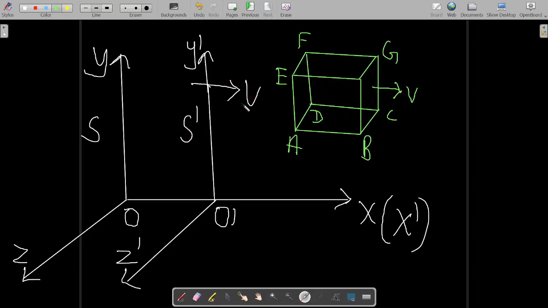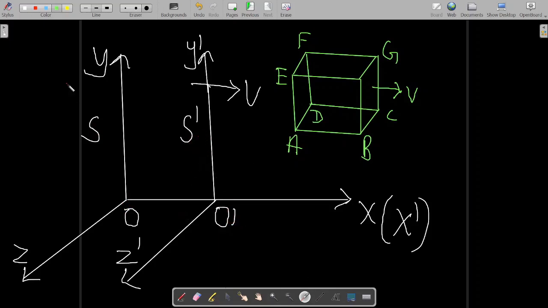So the S prime frame is moving rightward with velocity v, and this green colored cube is placed in this S prime frame. It is also moving in the rightward direction with velocity v. Okay, so this is the situation which we have with us. Hopefully you got the situation. O is the origin of S frame, O prime is the origin of S prime frame.